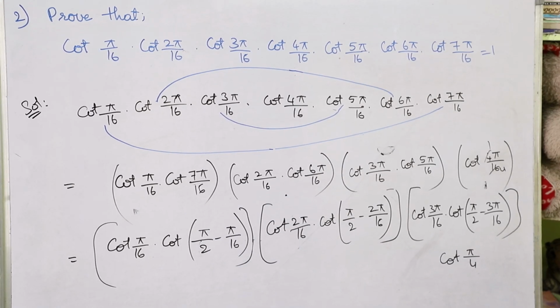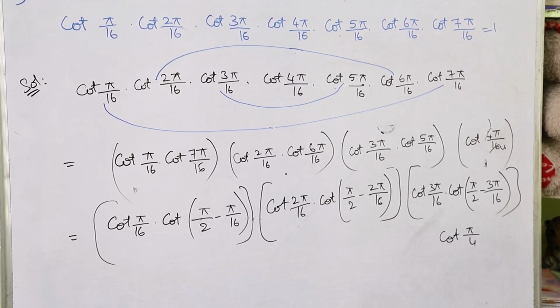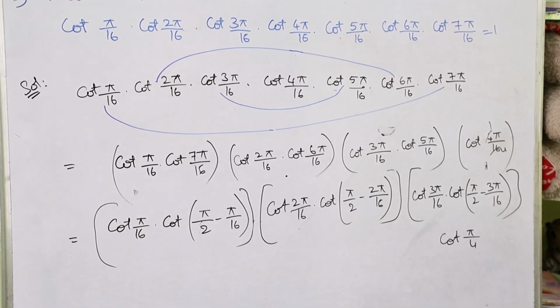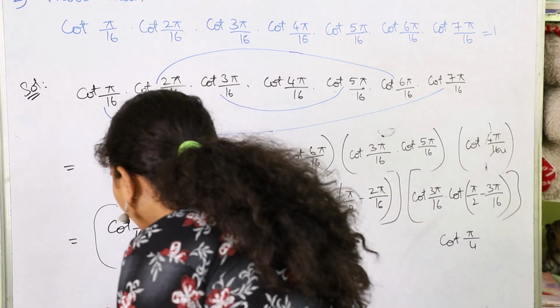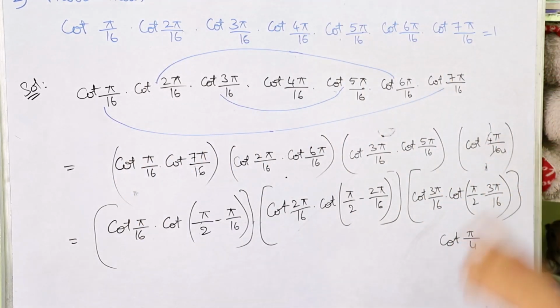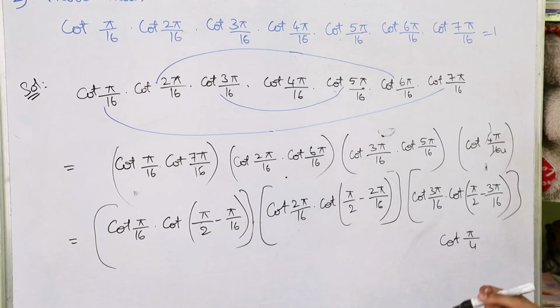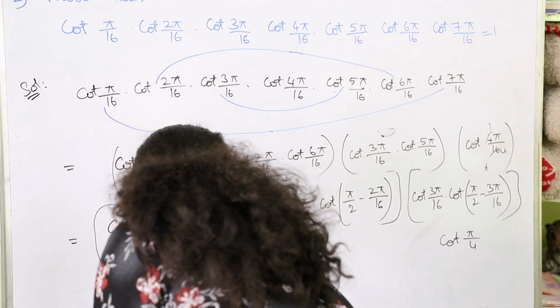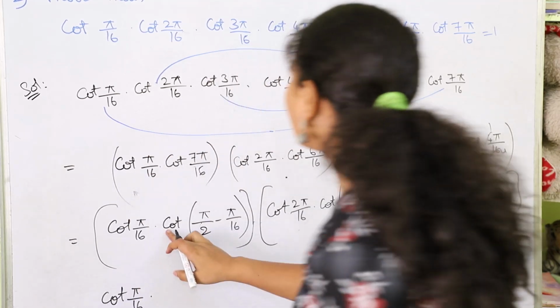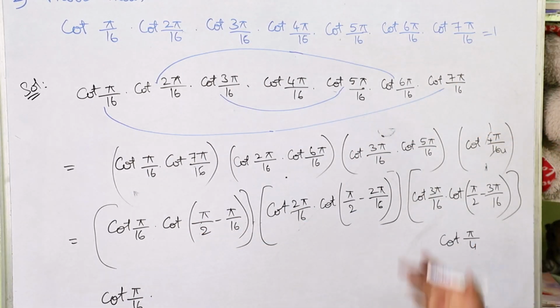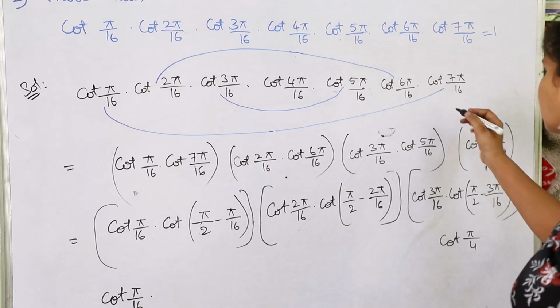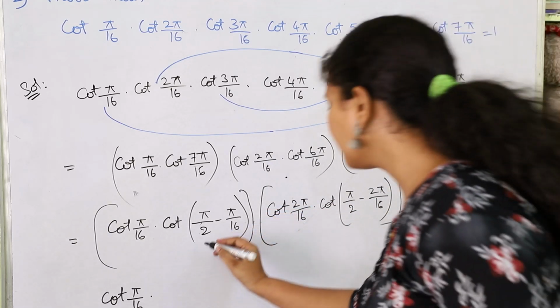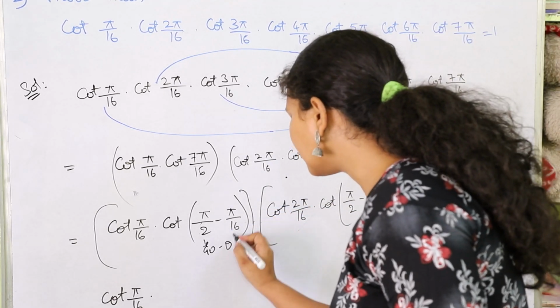Guys, here you have the next step. Let's write down here, where you will be having a few identities, the trigonometric ratios. Let me write down cot pi by 16 as it is, into cot pi by 2. As I have said before, in trigonometry pi is equal to 180 degrees. 180 by 2 is 90 degrees, so consider this as 90 degrees minus theta. Consider this as theta.